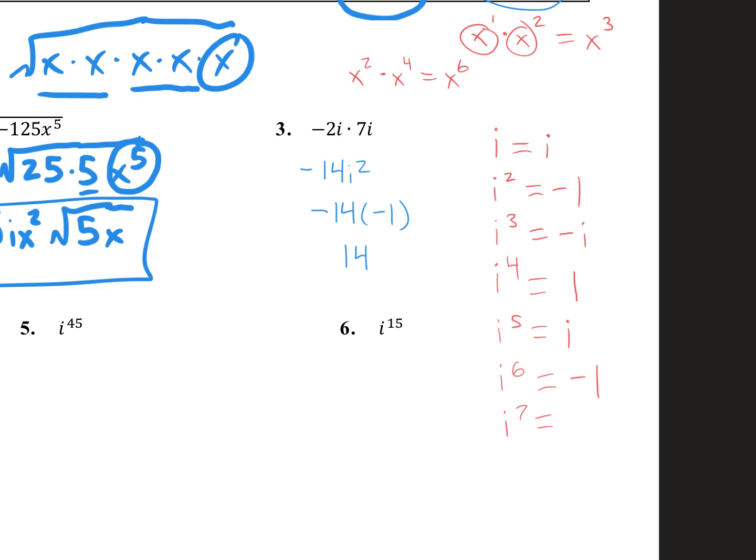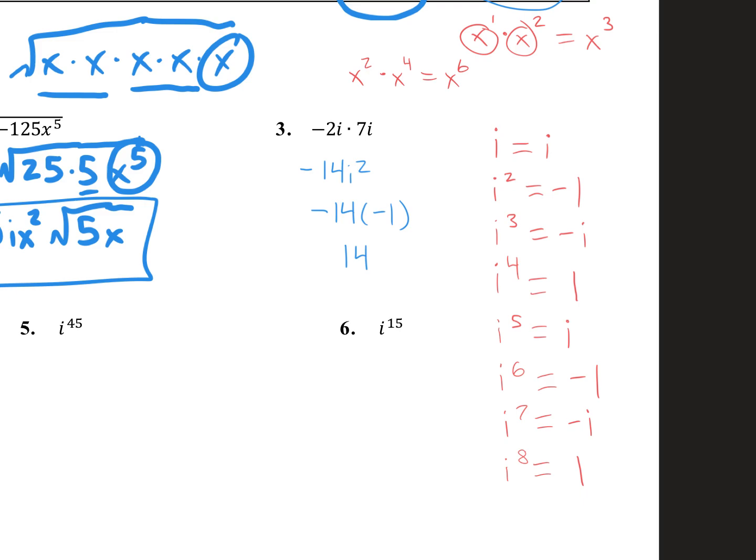So I squared is -1. I to the fifth is I. Multiply -1 times I, and I get -I. All right, last one. I to the eighth. I think I'll use 4 and 4. So I to the fourth times I to the fourth is the same as 1 times 1, which is 1.